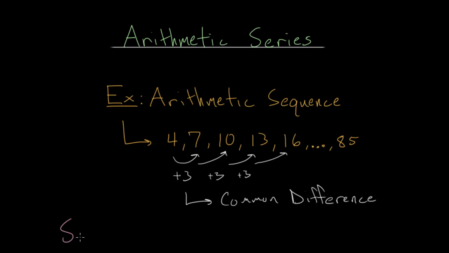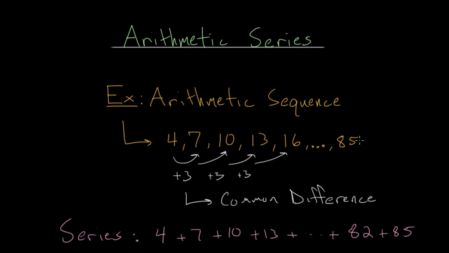So let's write that down. For the series here, we would just add each of these numbers up. So 4 plus 7 plus 10 plus 13 and so on. And this particular sequence ends at 85. So it would be 85, or we can even put the term before that. That's going to be 82 since the common difference is 3, and plus 85.